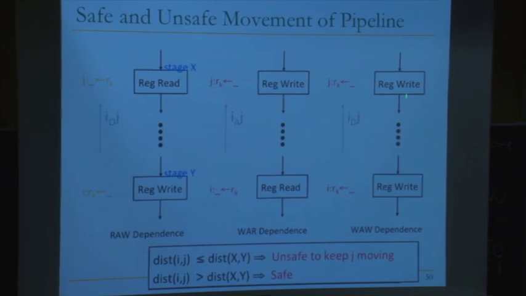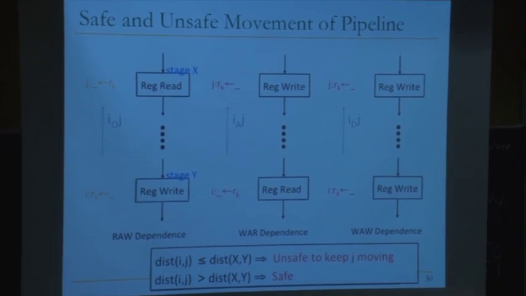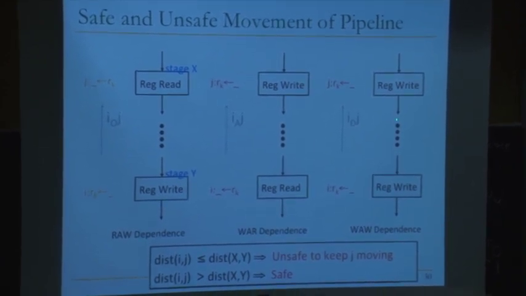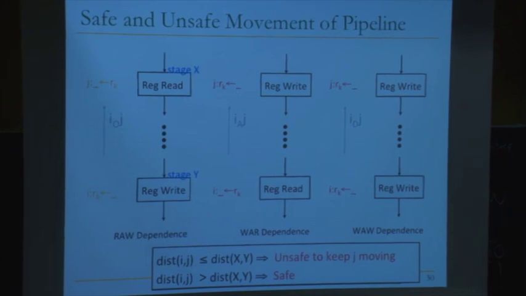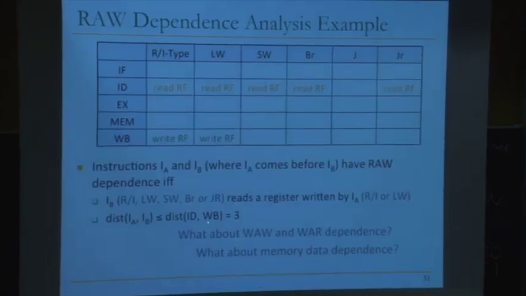But the distance between register write stage and register write stage, that's where the dependency exists, is 0. So it's always safe to keep moving the instruction that writes to the register, assuming you design the right hardware, of course.